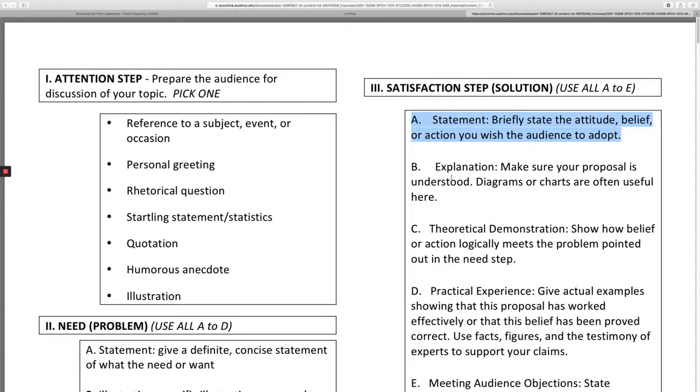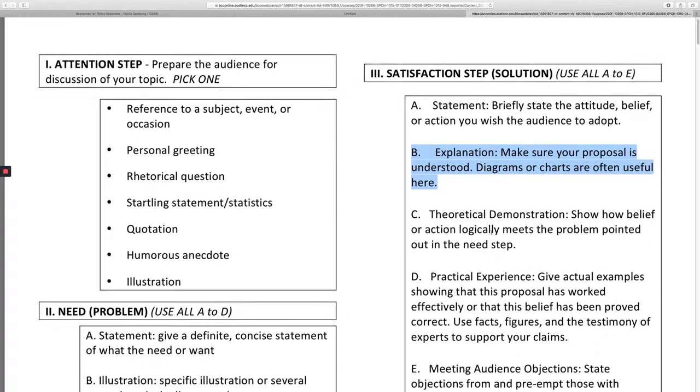Now what you're going to do in the explanation step is you're going to explain to your audience what the solution is. So here is where you would talk about how you would get more active, or what the diet is that you want to implement, or how the school uniform situation would work. The school board would pass a policy, and then they would mandate and enforce students wearing school uniforms.